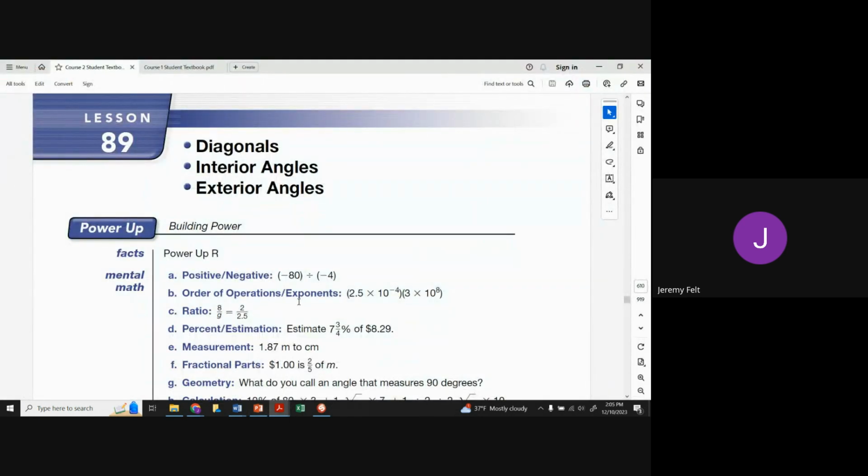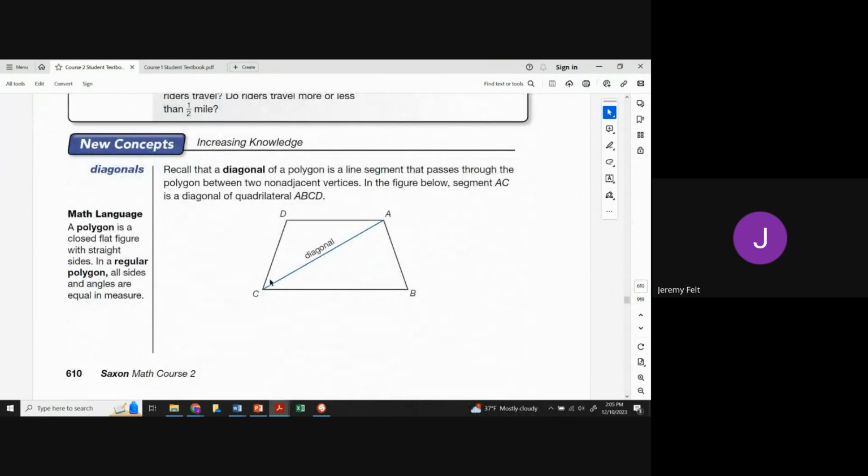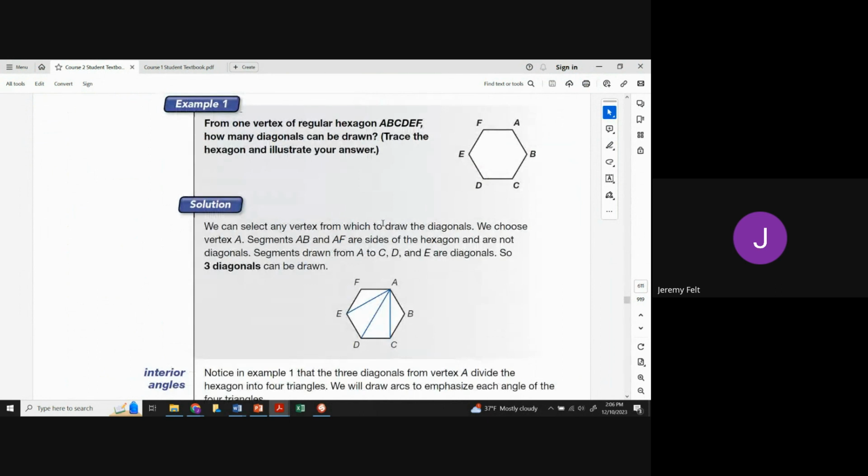So lesson 89, we're looking at diagonals, interior angles, and exterior angles. Again, a diagonal is just a segment going from one vertex to another. So this trapezoid, or this quadrilateral, will be cut in half by a diagonal, so that's what we're looking at.